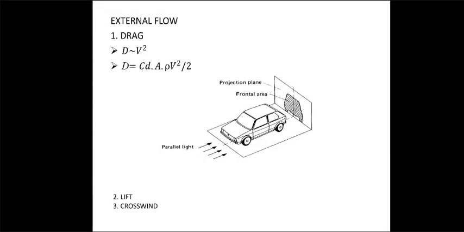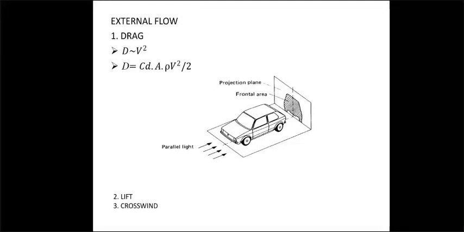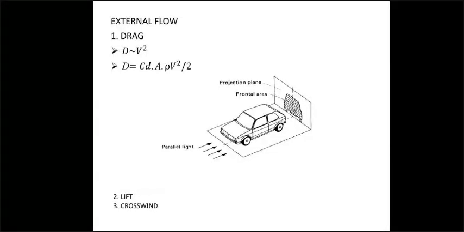Next is lift. Now the distance between the streamlines ahead of the car, compared with that above the vehicle, is an indication of the lift, and lift is perpendicular to the flow of fluid, meaning lift force is perpendicular to the fluid flow. So it may be negative lift, it may be positive lift. That we are going to do in depth again when we deal particularly with lift, what is negative and positive lift.